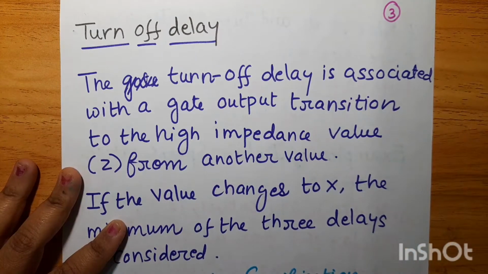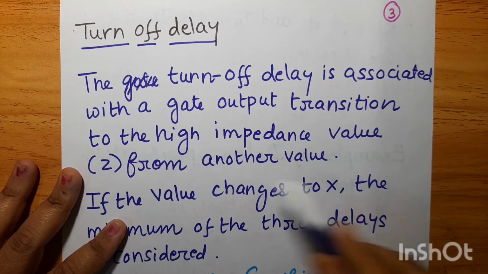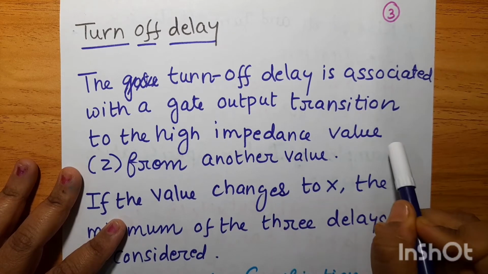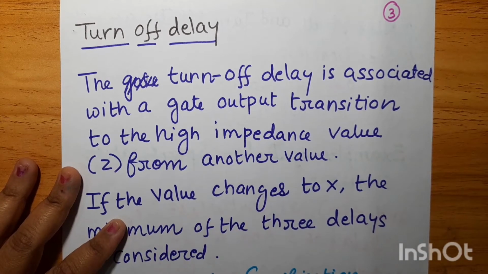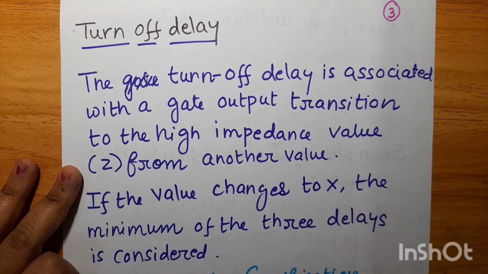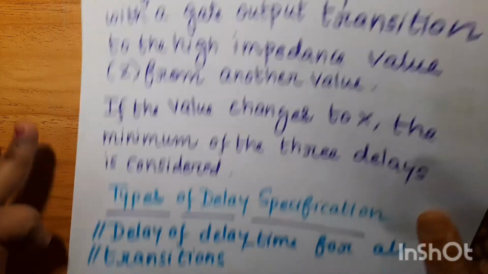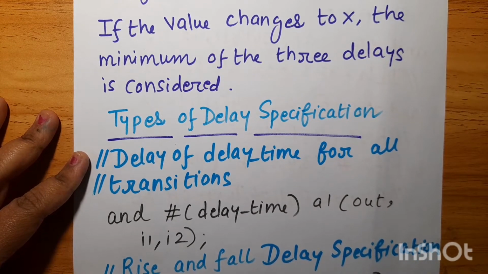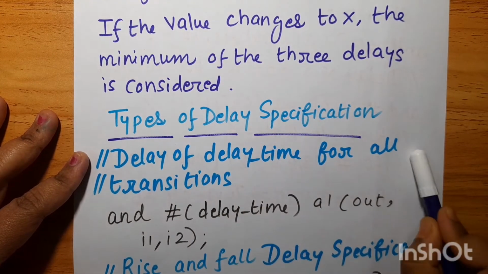Turn-off delay. The turn-off delay is associated with the gate output transition. When the gate output transitions to the high impedance value, that is Z, from any other value, that is called the turn-off delay. If the value changes to X, the minimum of the three delays is considered. So, there are three types of delays.